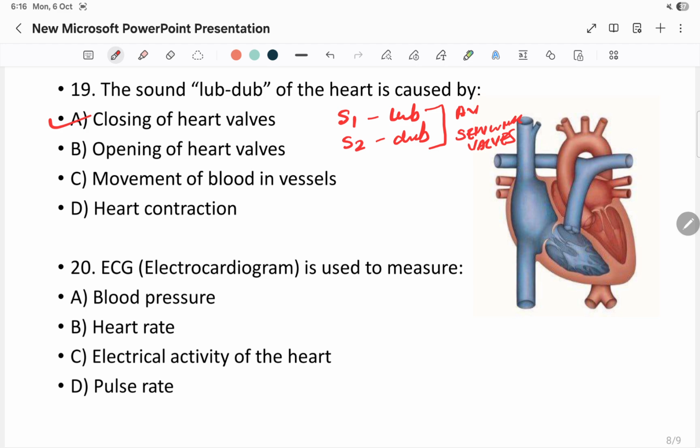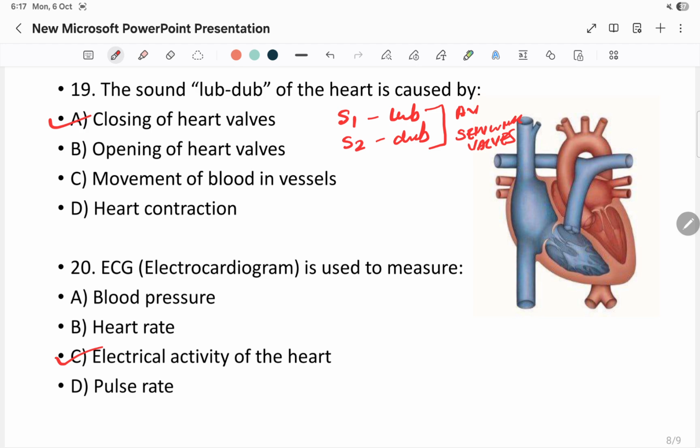Question number 20. ECG, which stands for electrocardiogram, is used to measure option A, blood pressure, option B, heart rate, C, electrical activity of the heart, D, pulse rate. So the correct answer is option C, electrical activity of the heart.